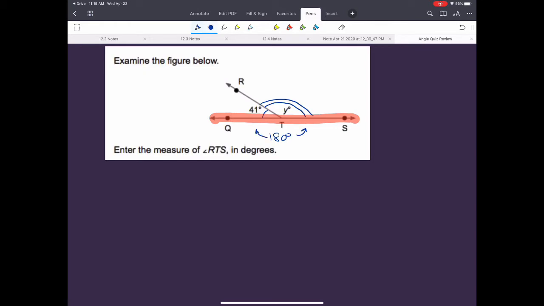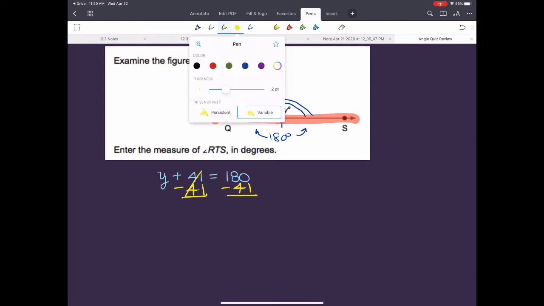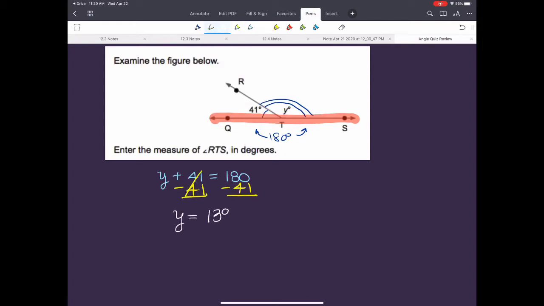So what we have is just like what we did before. I'm going to set up an equation: y plus the other angle, 41, should equal 180. Take away 41 from both sides, and we just figured out what y was, 139. And 139 plus 41 is 180 degrees, which confirms that we're dealing with supplementary angles.